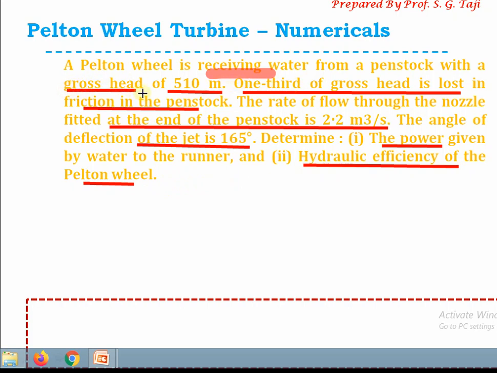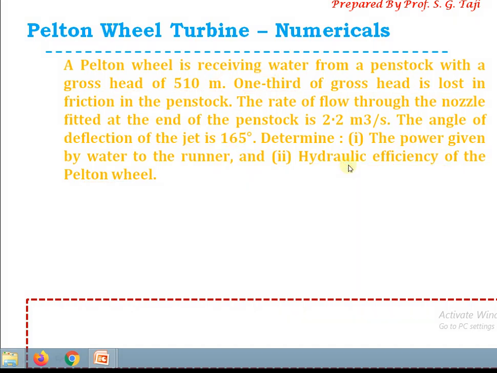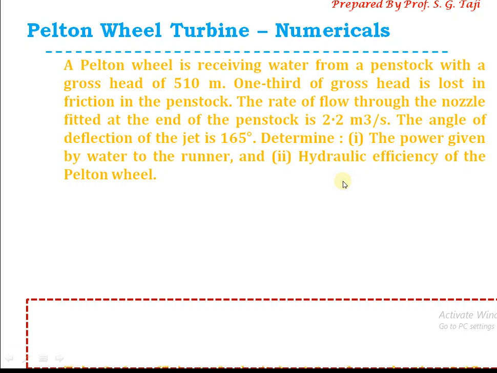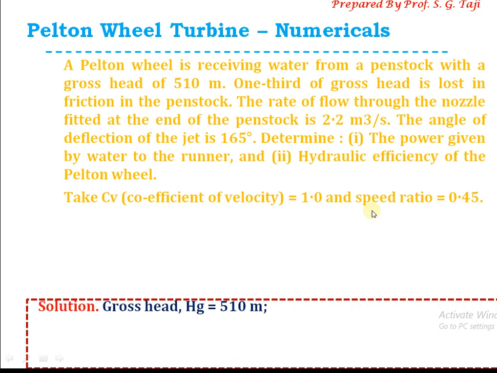From the gross head of 510 meter, 1/3 of the gross head is getting lost in friction, so we need to calculate the net head here. The rate of flow through the nozzle is given as 2.2 meter cube per second. The angle of deflection is 165 degree, and we need to calculate the power given by the water to the runner, which is nothing but the work done per second equation we are going to use here, and the hydraulic efficiency, which is given by P upon rho G Q H. Sorry, some data was remaining. CV is given as 1.0 and speed ratio is given as 0.45. So let's sum up what they have given.